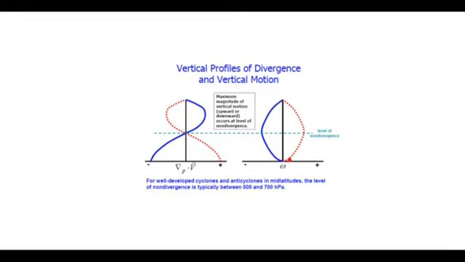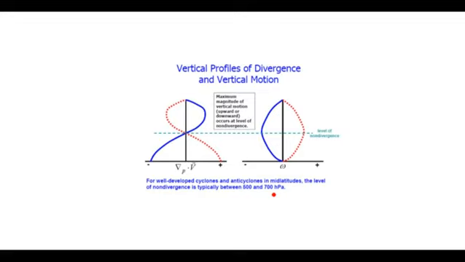And the opposite pattern shows up if you have the opposite convergence-divergence pattern. It's just the same kind of pattern, except that instead of having rising motion, or omega negative, you have sinking motion, or omega is positive. So you can just flip the profile and you get the flipped vertical velocity profile. For well-developed cyclones and anticyclones in mid-latitudes, the level of non-divergence is typically between 500 and 700 hectopascals, or 500 and 700 millibars. That's the point we made.